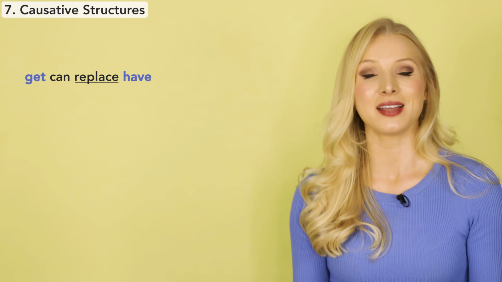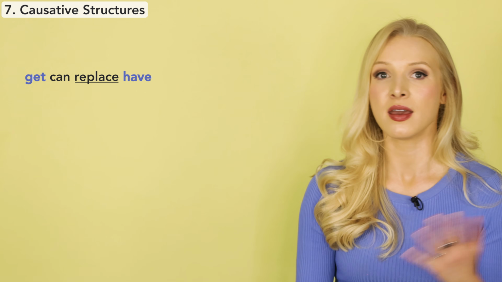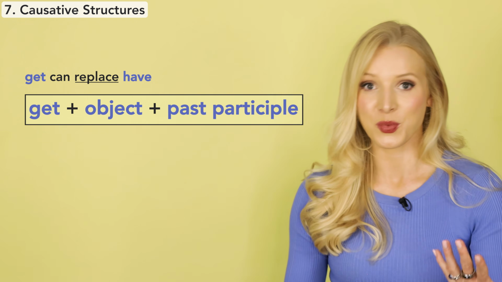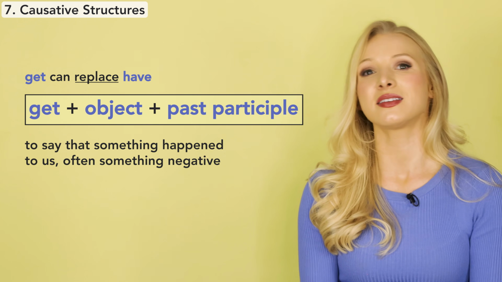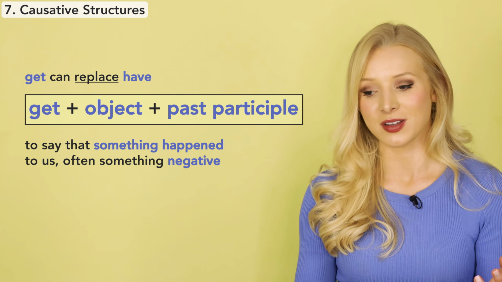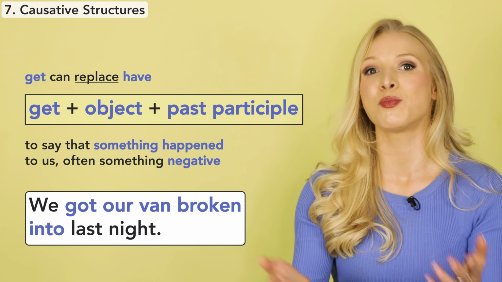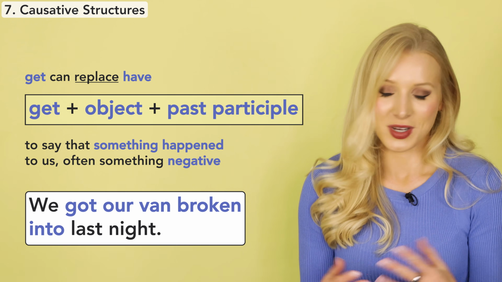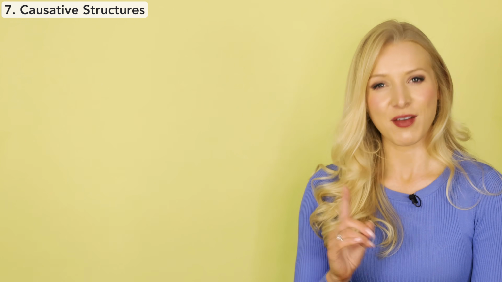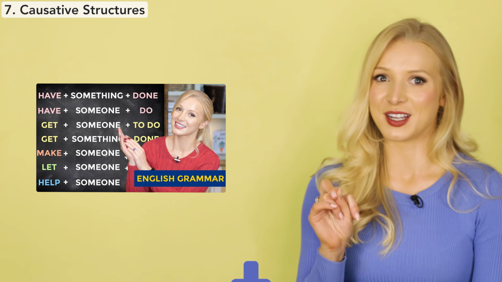Get can also replace have in sentences with the get plus object plus past participle structure with a different meaning. We use it to say that something happened to us, and it's often something negative. For example, we got our van broken into last night. We didn't arrange for someone to break into our van, it just happened. I have a video about causative structures that I'll link below.